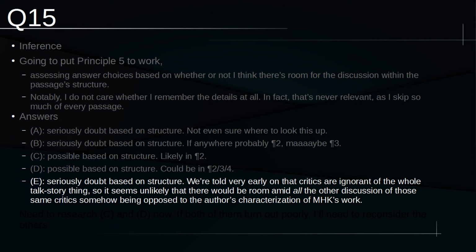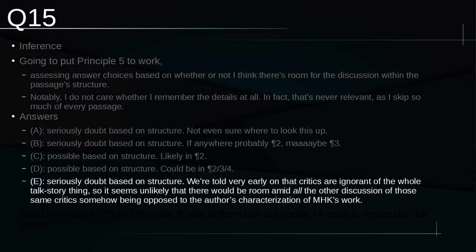So again, this is kind of like the problems that I had with A and B, where this whole passage was kind of premised on the idea that not enough literary scholars even knew what talk story was, as a literary tradition to which they should have applied MHK's work. And so to think that A, B, and E say that scholars are actually having a pretty robust discussion about talk story, and are on top of that having enough room in this passage to disagree with the author's treatment of MHK, vis-a-vis talk story, that seems like very, very wishful thinking.